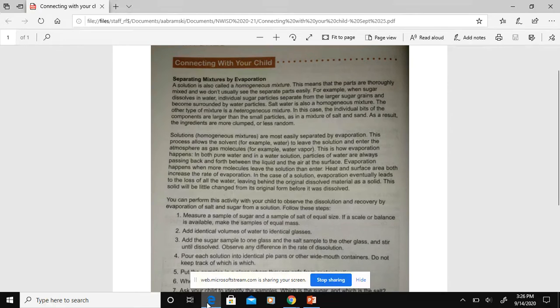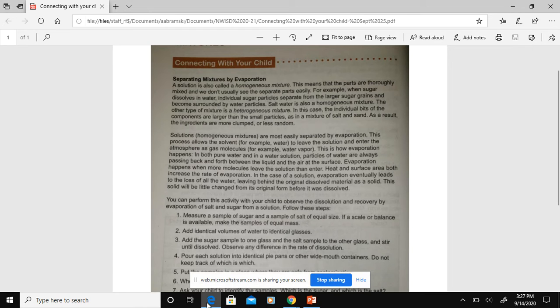It is going to be on page 12. I'm going to read this, and it's for connecting with your child. We won't be able to do the experiment because it takes a little bit of time. I will show you, because someone has done the experiment before, the results and what it looks like. So let's go ahead and get started.